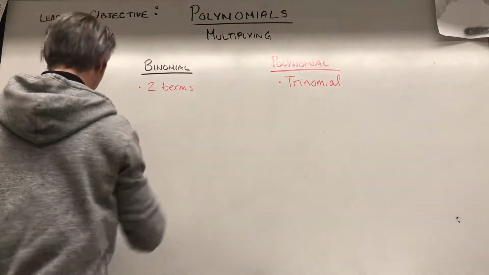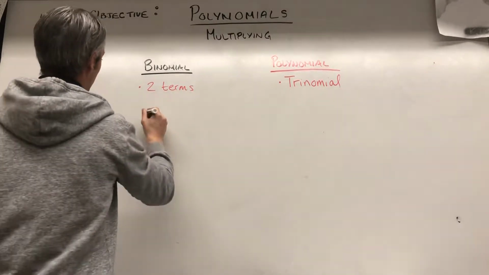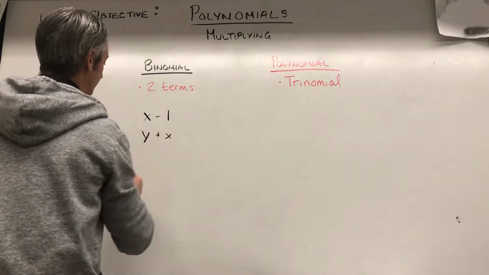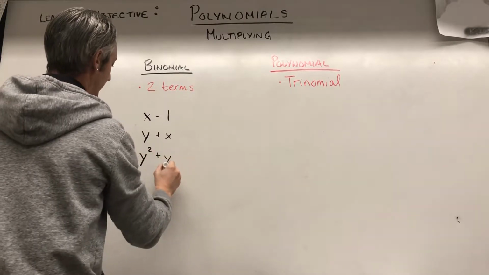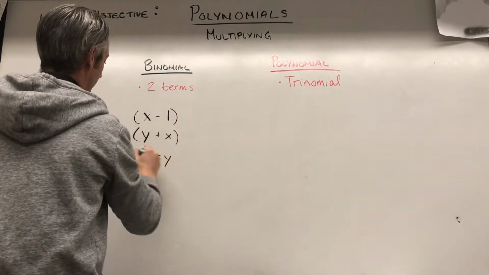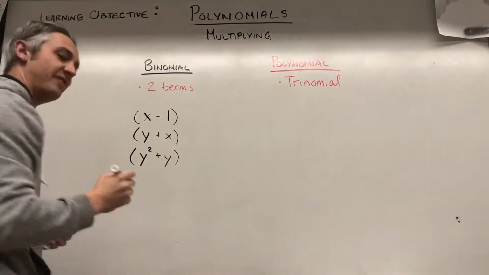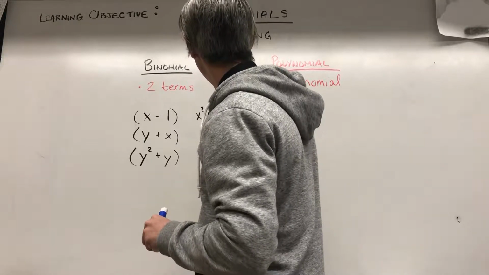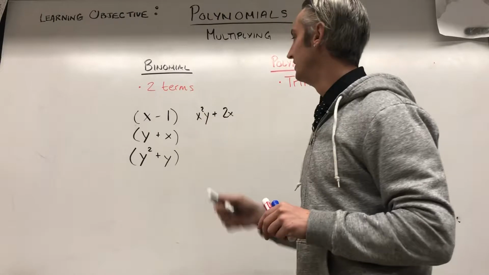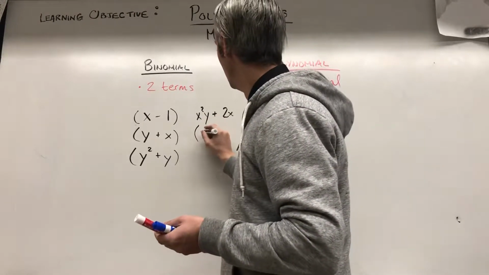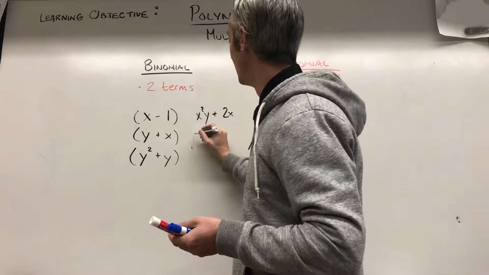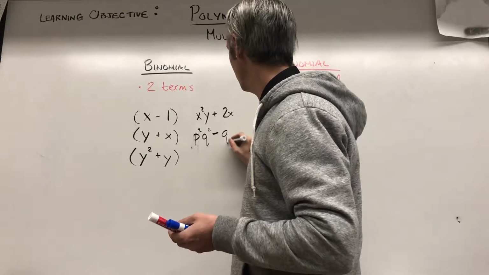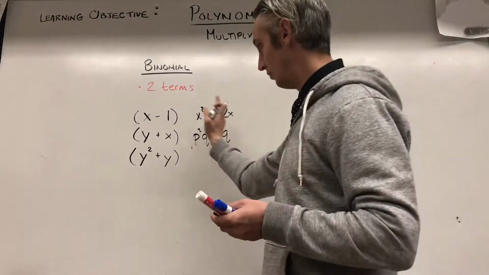So here are some examples of some binomials. X minus 1, y plus x, y squared plus y. Okay, they don't have to have the brackets, I'm just giving the brackets because I'm fancy. X squared y plus 2x. Basically there's just one addition sign, or subtraction. So I could also, I mean, sky's the limit. We could go p squared q squared minus q. Okay, these are all binomials, two terms separated by one operation sign.